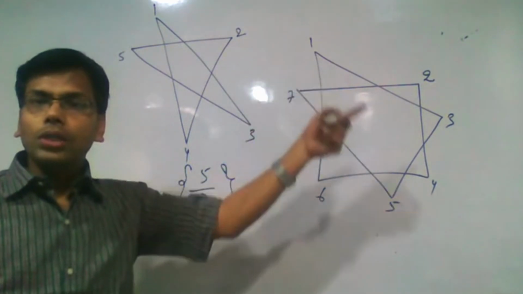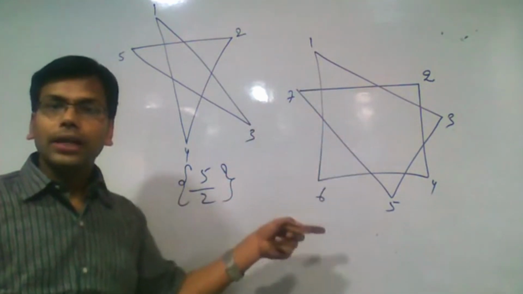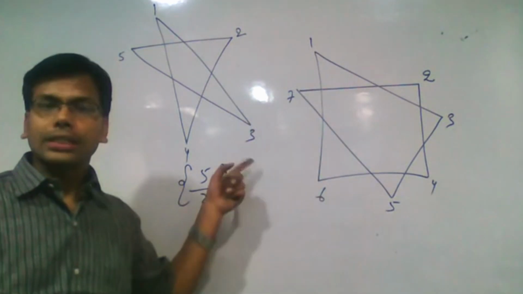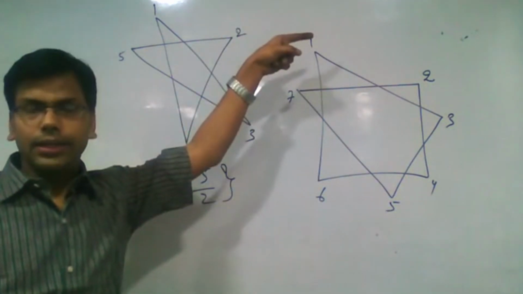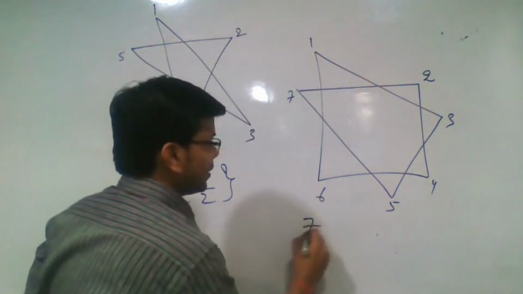Similarly, 1 to 3, 3 to 5, 5 to 7, 2 to 4, 4 to 6, and 6 again goes to 8 if in a continuous manner. This is a 7 by 2 star.